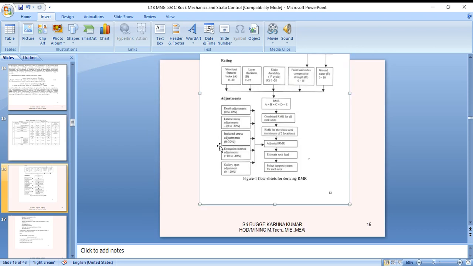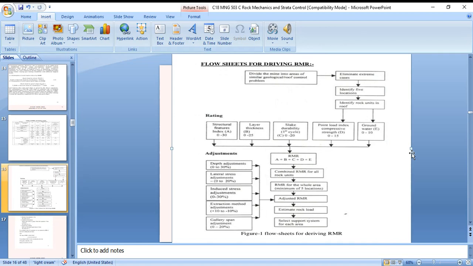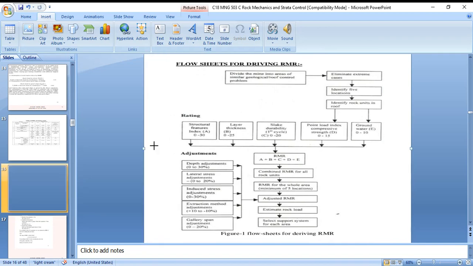And then coming to the rating. So the flow sheet for deriving RMR: divide the mine into areas of similar geological roof control problems. Estimation of extreme cases: identify the 5 locations, identify rock units in the roof. So the rating covers structural feature index, layering thickness, slake durability, point load index, compressive strength, groundwater. So these are the clarifications.